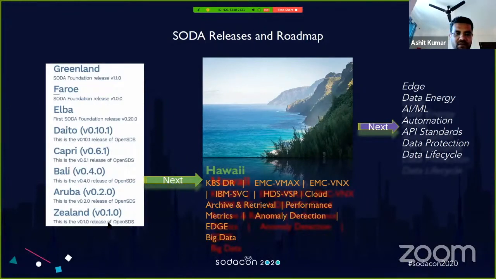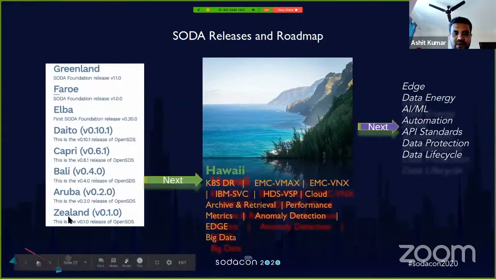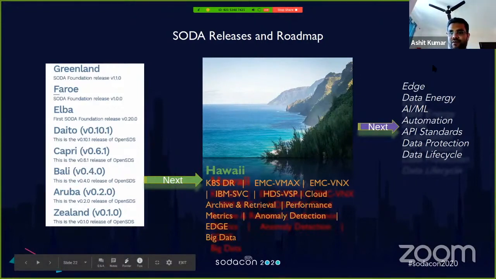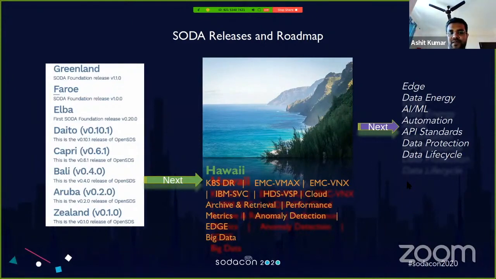On the left side you can see the releases. We started with 0.1.0 and we are now at 1.1.0, the Greenland release. With the next release, named the Hawaii release, we are going to add some cool features and some futuristic things that will carry on with the H release and beyond. It follows A, B, C, D, so next we'll start with I, and there we will have some cool features of edge, data protection and more. So stay tuned for that.